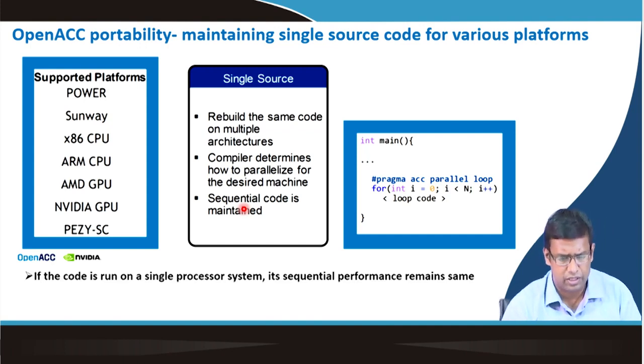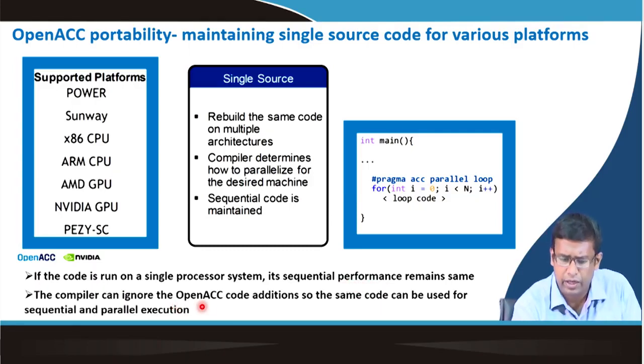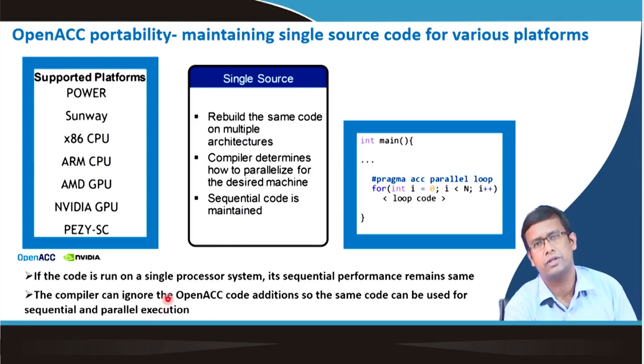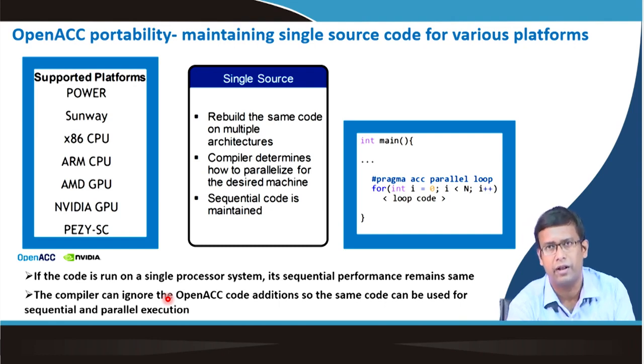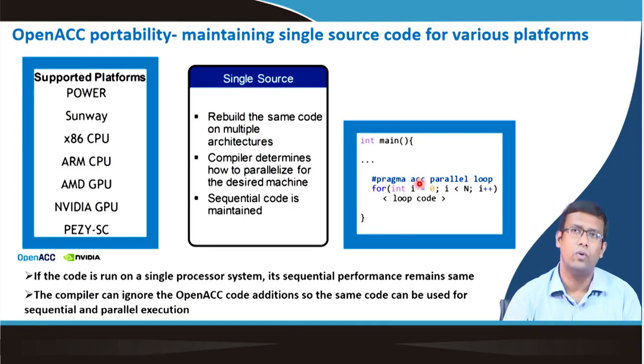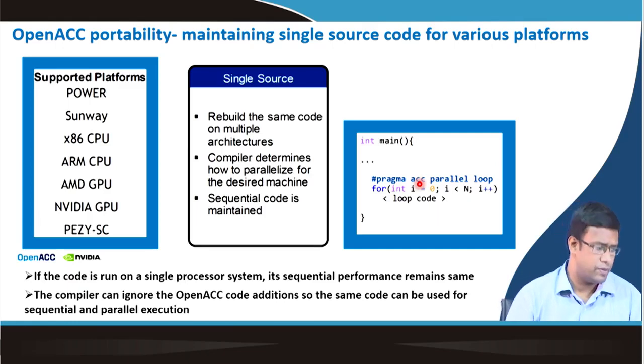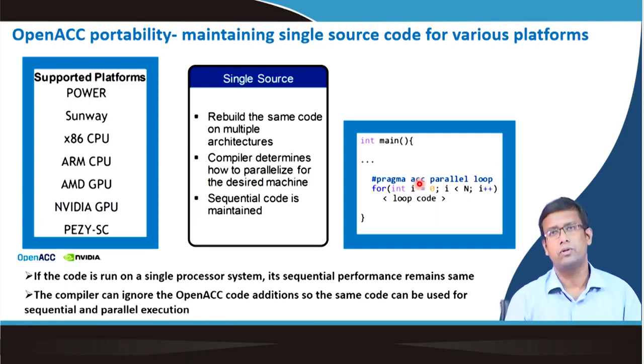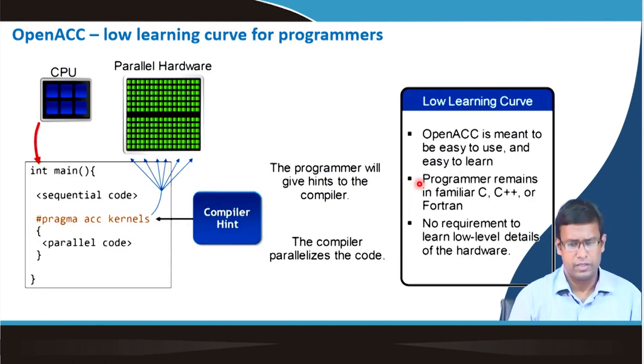If the code is run on a single processor system, the sequential performance remains the same. The compiler can ignore OpenACC code additions so that the same code can be used for sequential and parallel execution. So when you run on a sequential platform, or on a platform where some of the parallel drivers in terms of hardware or software are missing, the compiler simply ignores the pragma line and runs it as your old sequential code. So you do not need to maintain multiple codes for different platforms.